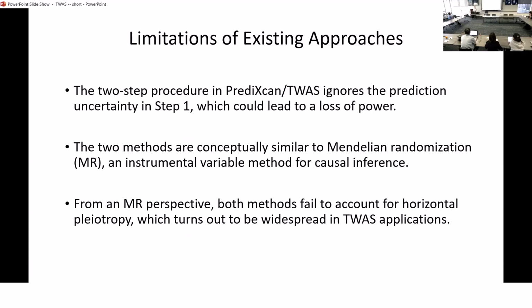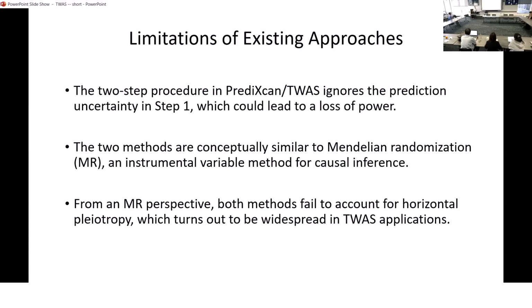Once you see this two-step approach, you can clearly see that in step one, you are constructing a prediction of gene expression. But in that prediction step, the SNP weights to predict gene expression actually come with a lot of uncertainty because you have a small sample size in the gene expression data. So the SNP weights have a lot of uncertainty in step one. However, step two never really accounts for such uncertainty. So naturally, you would wonder whether, if you fail to account for that uncertainty, maybe you'll lose power in the analysis.